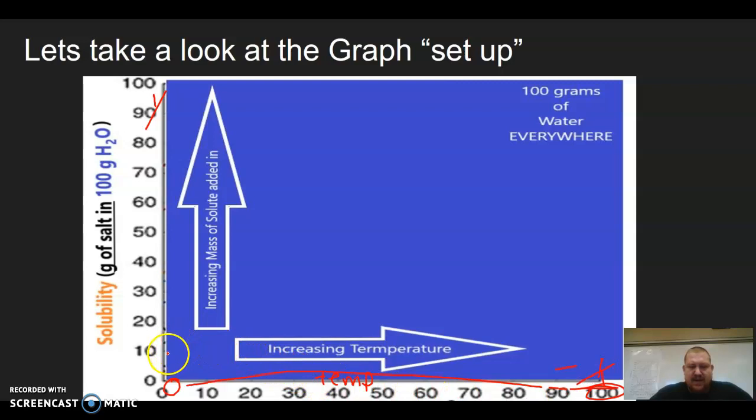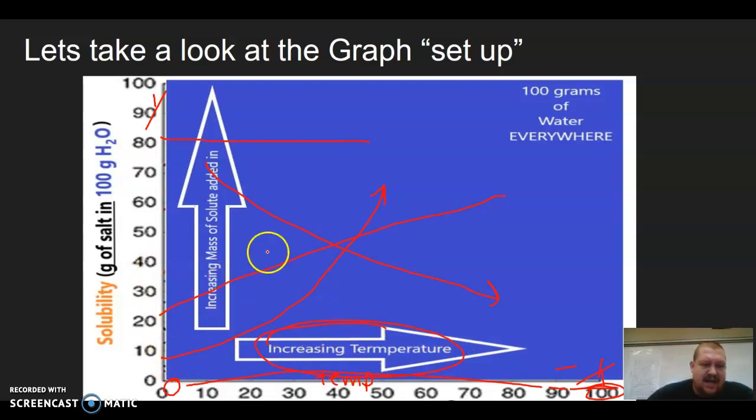It wouldn't matter what our line looked like. Whatever our curve looks like, whether it's going up, whether it's going down, I could even draw it this way, or this way. All of these are increasing temperature. It doesn't matter. As long as we're moving from left to right, we are increasing temperature.